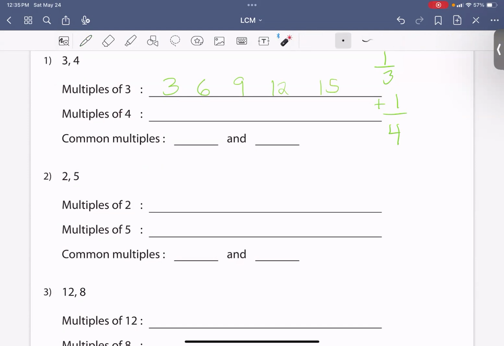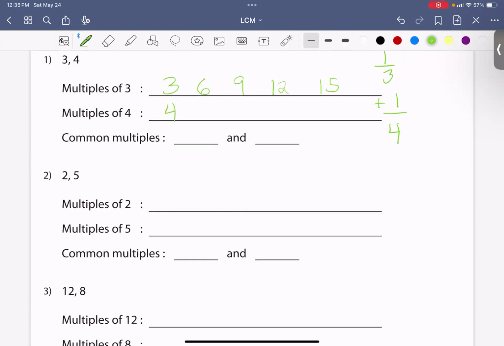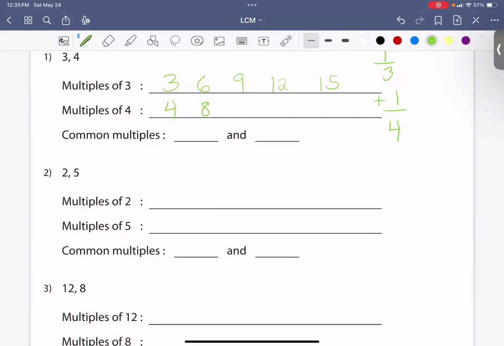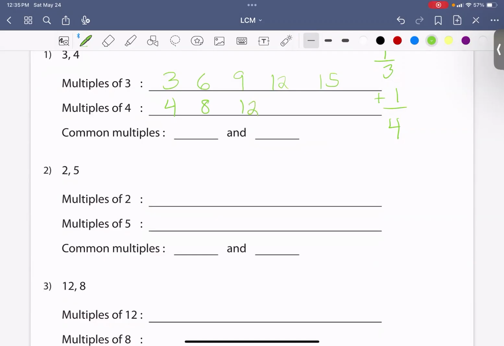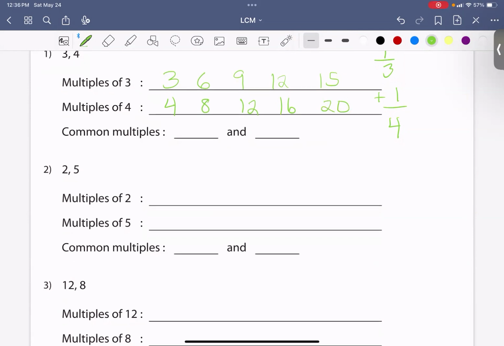Let's look at the multiples of 4. The first multiple of 4 is 4. That's 4 times 1 is 4. The next multiple of 4 is 8 because 4 times 2 is 8. The next multiple of 4 is 12 because 4 times 3 is 12. The next multiple of 4 is 16 because 4 times 4 is 16. And the next multiple of 4 is 20 because 4 times 5 equals 20.